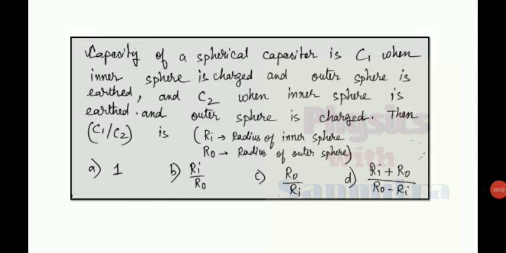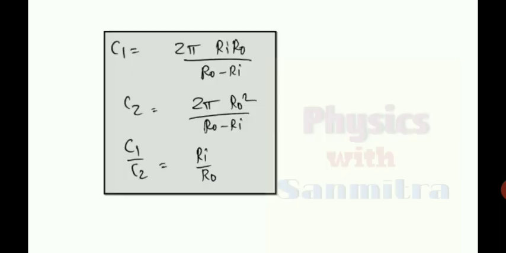The capacity of a spherical capacitor is C1 when the inner sphere is charged and the outer sphere is earthed, and C2 when the inner sphere is earthed and the outer sphere is charged. Then C1 by C2 is? R_i is the radius of the inner sphere, R_o is the radius of the outer sphere. Okay, let's see what exactly they want to tell us. First of all, we have an inner sphere and we have an outer sphere. Let's draw it properly. This is one. Let's draw the other one also.